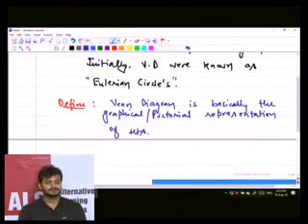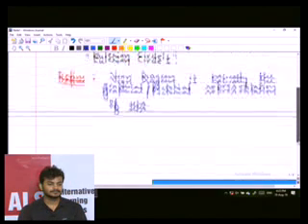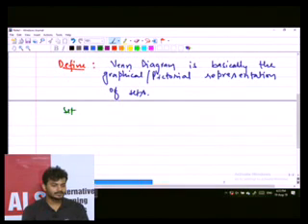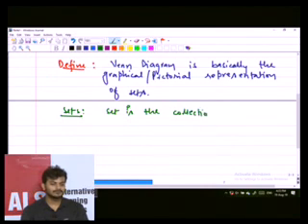Now moving ahead, we all know what a set is, right? So one more time, what is a set? A set is the collection of well-defined objects.